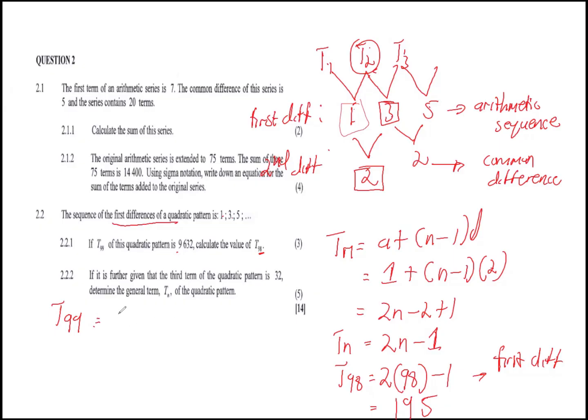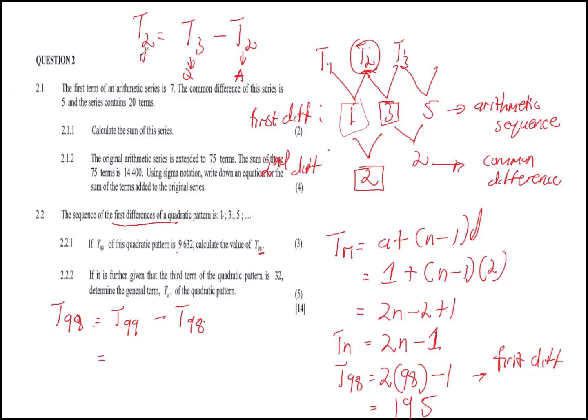I would have to say, to get T98, I would have to say T99 from the quadratic minus T98 from the what? From the arithmetic, or from the first difference. Same way I've been saying, if I want to get T2 here, I would have to say what? T2 is equal to the T3 here, and then minus what? The T2. The T3 from the quadratic, and then the T2 from the arithmetic.